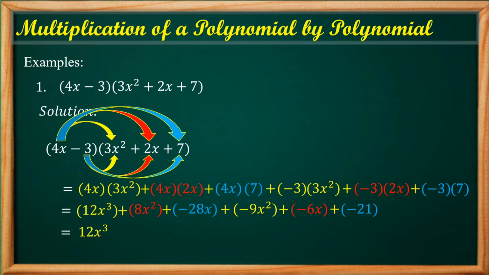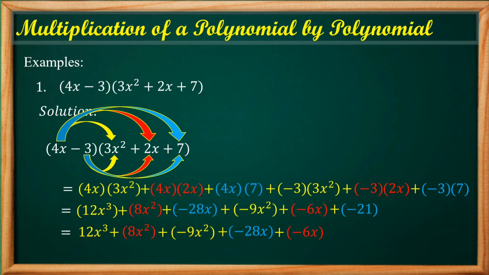Okay, the first one, 12x cubed. Wala siyang kapareho. Ano pa ang sunod na may magkapareho? 8x squared and negative 9x squared. Sila yung magkapareho. 8x squared plus negative 9x squared. Okay, sunod, negative 28x, at saka negative 6.